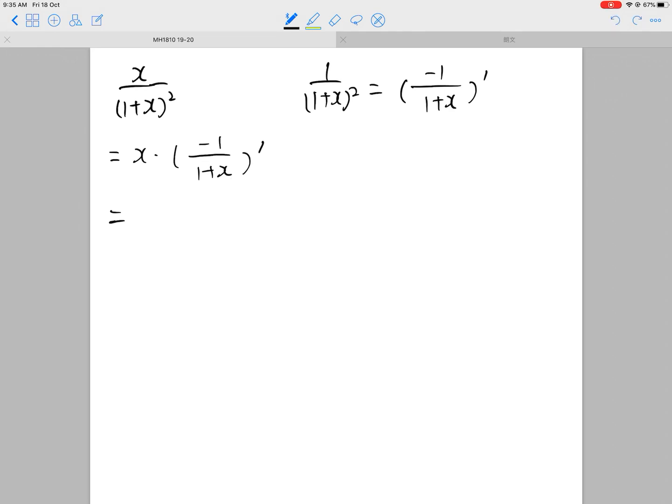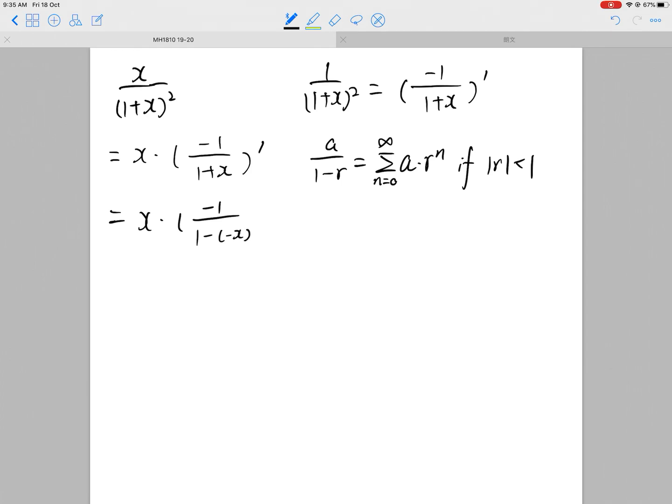And this function is exactly a geometric series, right? A over (1 minus r). It's the summation of a times r to the power of n, n from 0 to infinity, if the absolute value of r is smaller than 1. Okay, so it's x times, now here it's negative 1 over (1 minus negative x), its derivative.